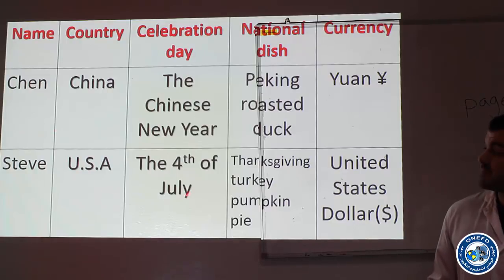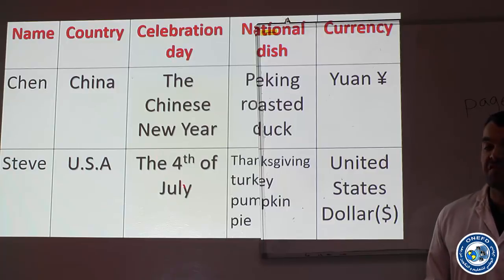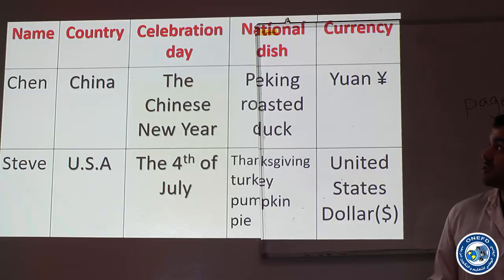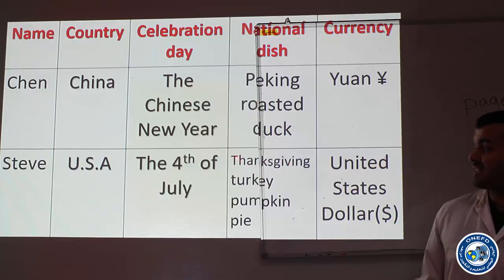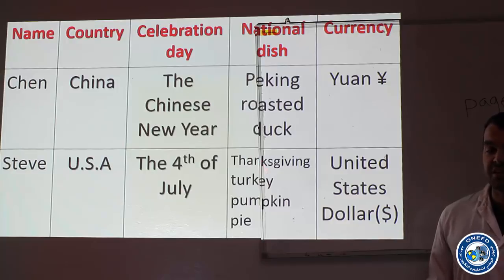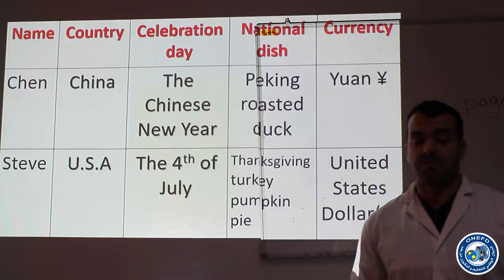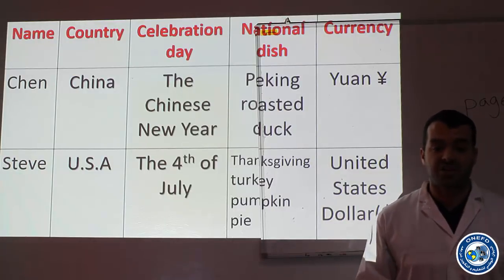Let's move on to Steve. His country is the USA, or United States of America. His celebration day is the 4th of July. For the national dish, we have Thanksgiving turkey and pumpkin pie. And finally, the currency of the United States of America is the United States dollar. This is the symbol of the United States dollar. Okay? 2 minutes, please write down the correction.